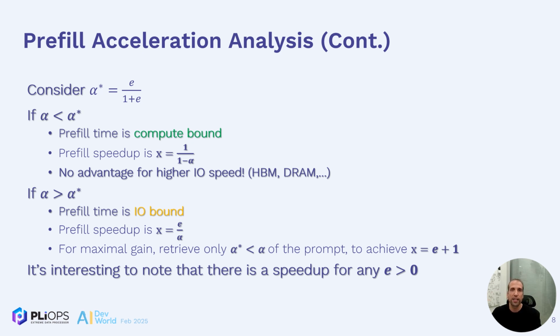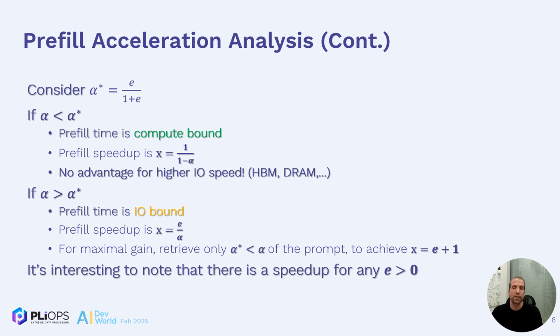And in this case, the speedup is just 1 over 1 minus alpha. You see that the speedup for the prefill does not depend on the I/O speed at all. This means that even if you use faster memory, faster storage like HBM or DRAM, it won't improve performance. So sometimes people ask, what about DRAM? What about other stuff? In this regime, I don't care.